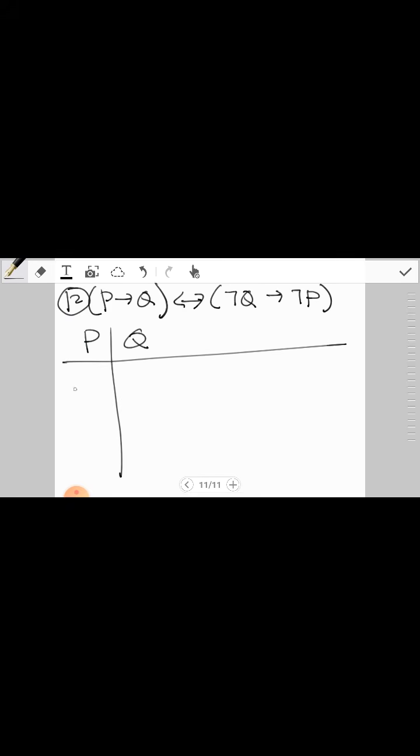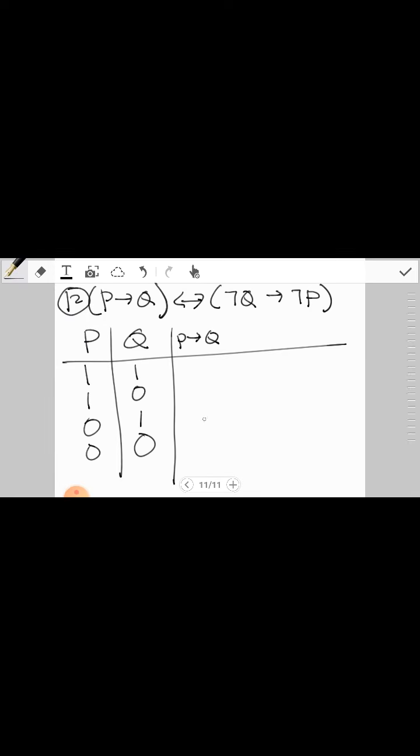And we're almost done. Are you still alive? Number 12 is for the contrapositive. P implies Q is just equivalent to not Q implies not P. P and Q, we only have two propositions. 1, 1, 0, 0, 1, 0, 1, 0. And then, we need P implies Q.